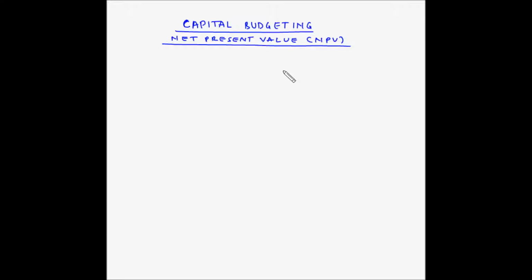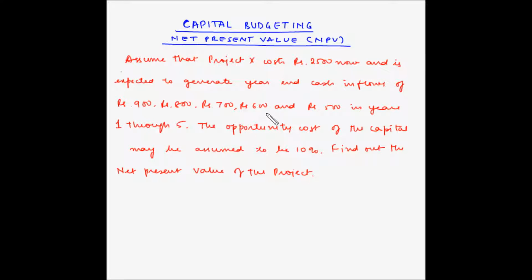Let us consider an example to understand the steps needed to calculate the net present value. Assume that project X costs rupees 2500 now and is expected to generate year-end cash inflows of rupees 900, rupees 800, rupees 700, rupees 600 and rupees 500 in years 1 through 5. The opportunity cost of the capital may be assumed to be 10%. Find out the net present value of the project.